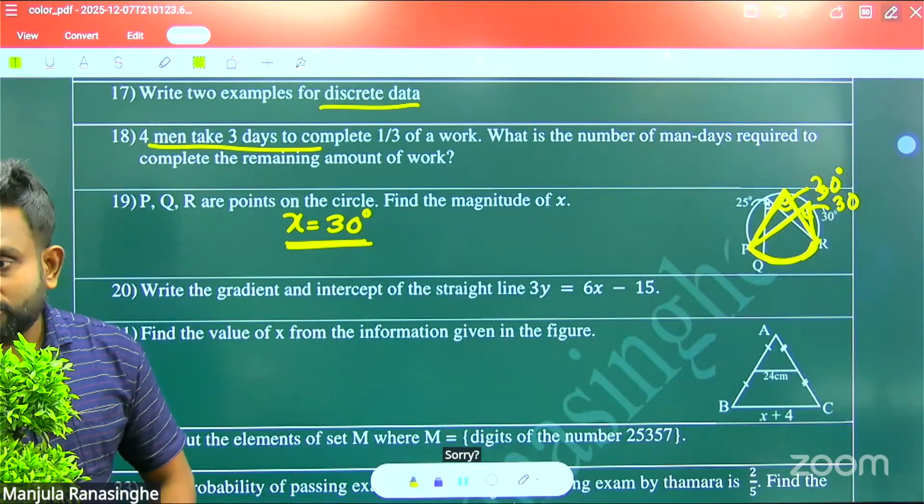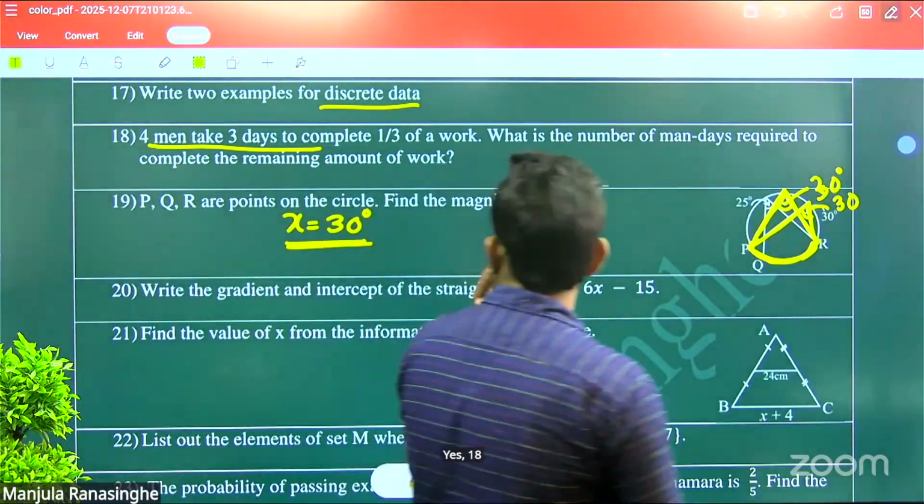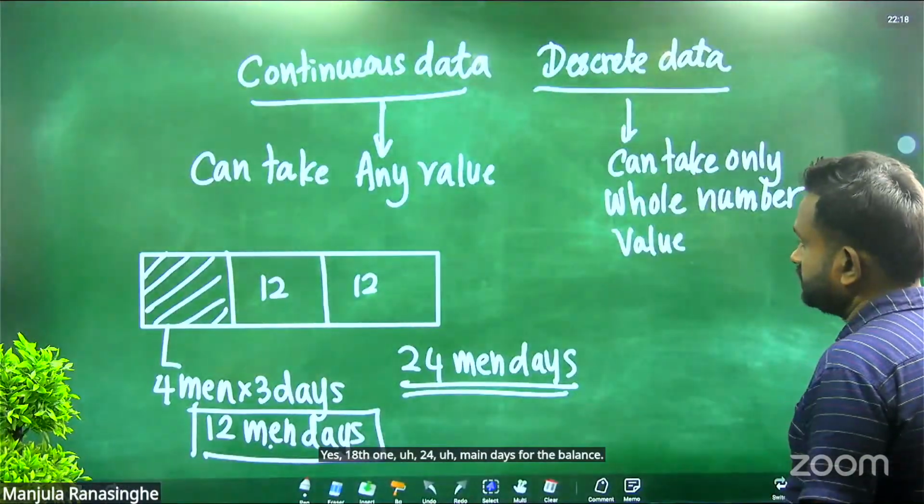Show the answer of the 18th one. Yes, 18th one, 24 man days for the balance part. This is the one.